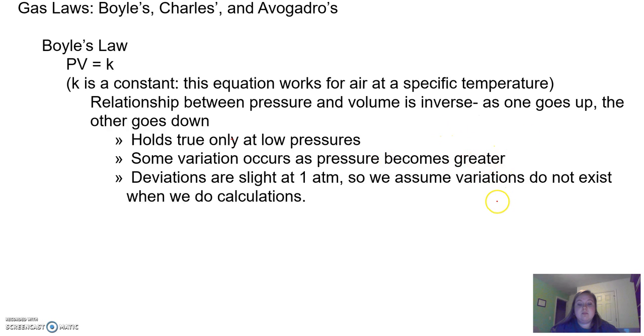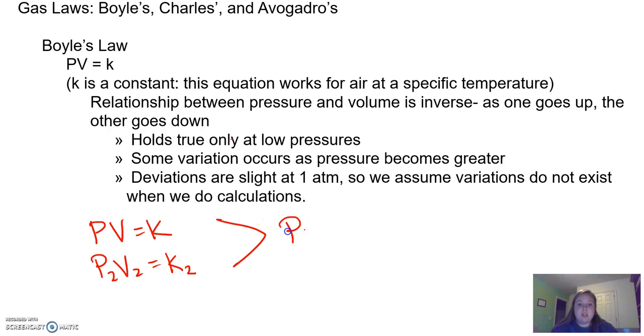And again, the deviations are very slight at 1 atmosphere. And so we assume that those variations don't really exist. And so because you can take the pressure of something times its volume and you get a constant, well, I can take the pressure and the volume of some other gas and get a constant. Well, a constant and a constant are equal to one another. And so that's where the traditional equation for Boyle's law comes in, which says the pressure 1 times the volume 1 is equal to the pressure 2 times volume 2.